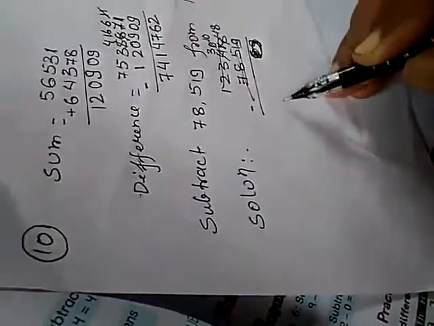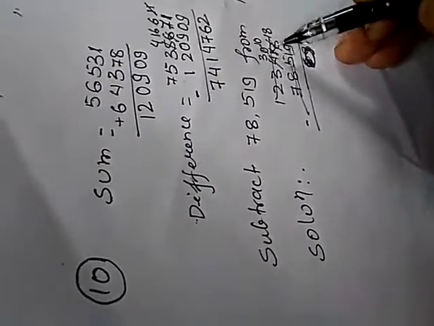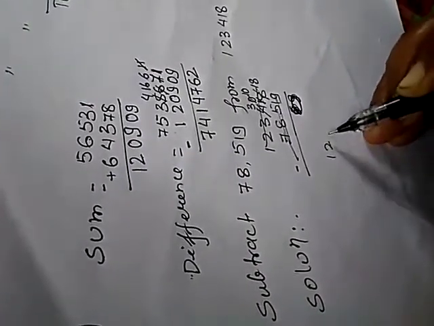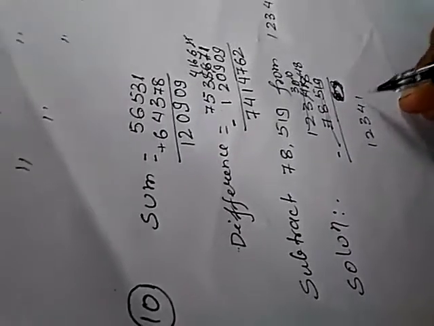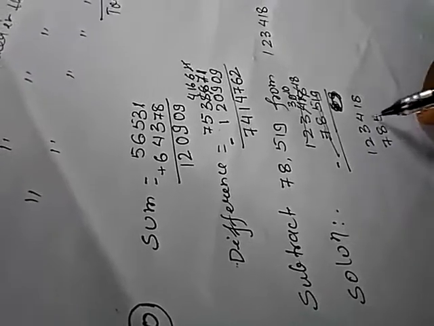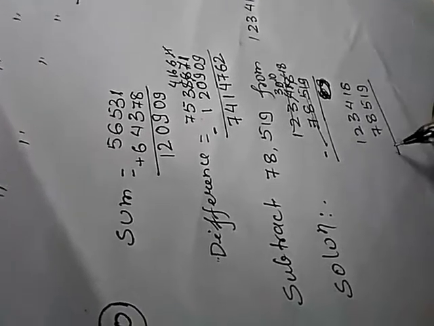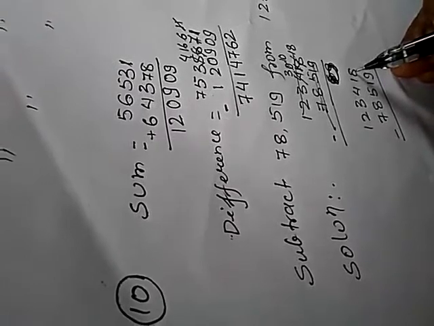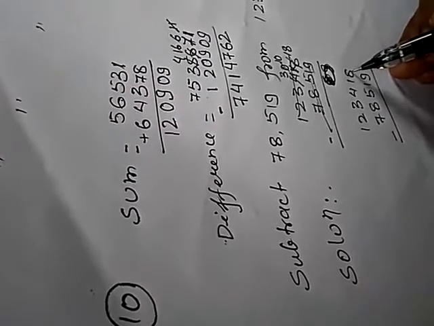Sorry. Again, we write here by keeping some distance, because we have to see which type of operation is being done during the subtraction process. See here. Now 78,519. So see, as I taught you earlier, during subtraction we have to subtract the below number from the above number. Means 9 is subtracted from 8.